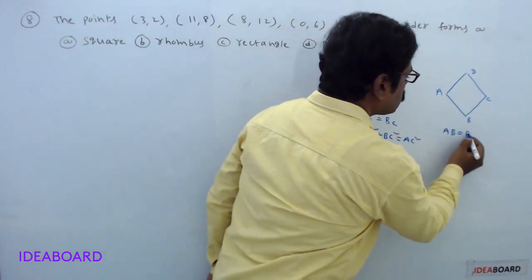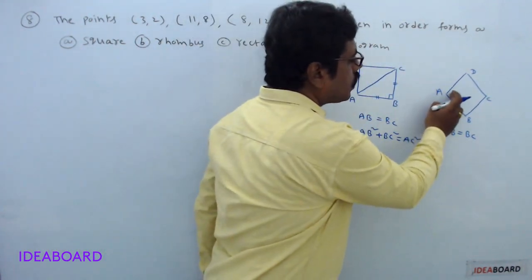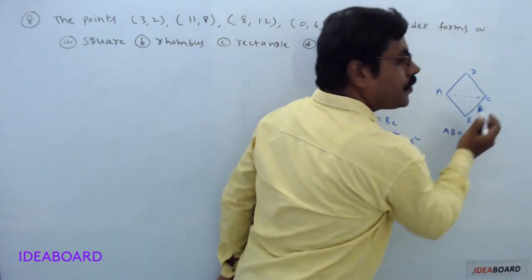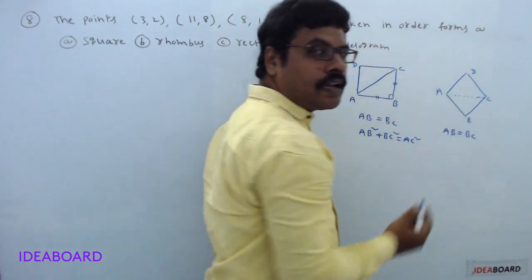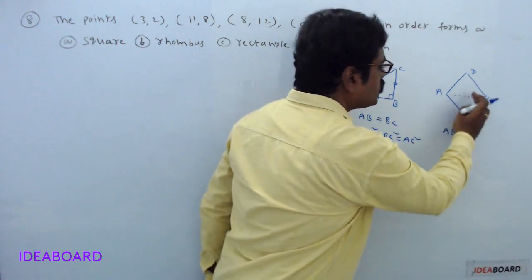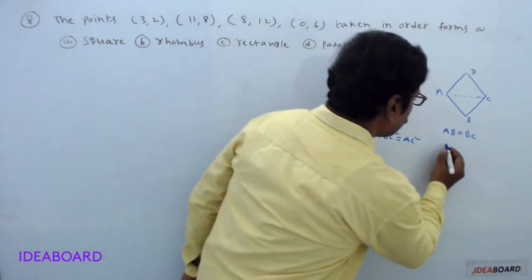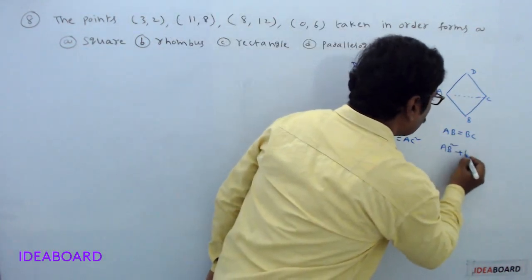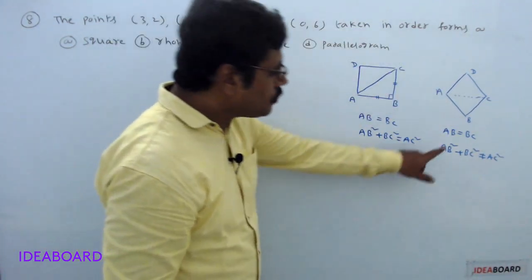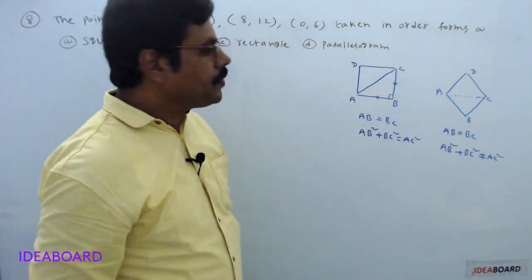So definitely AB equals BC. But in a rhombus, adjacent sides are not perpendicular. It means if you connect the points A and C, ABC is not a right angle triangle. So AB, BC and AC, these three values do not satisfy the Pythagoras theorem condition. It means AB square plus BC square not equal to AC square. If these two conditions are satisfied, your answer will be a rhombus.